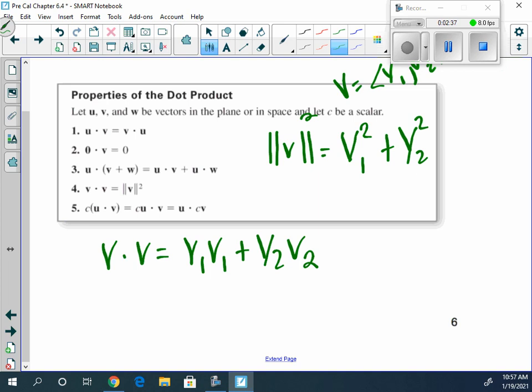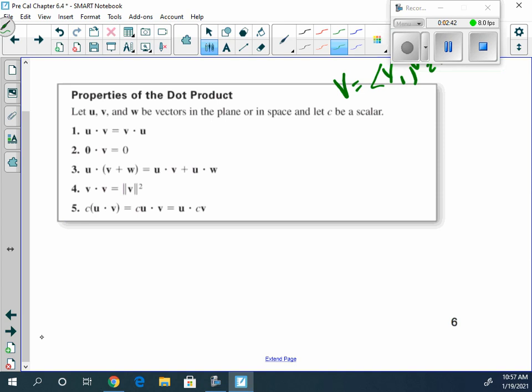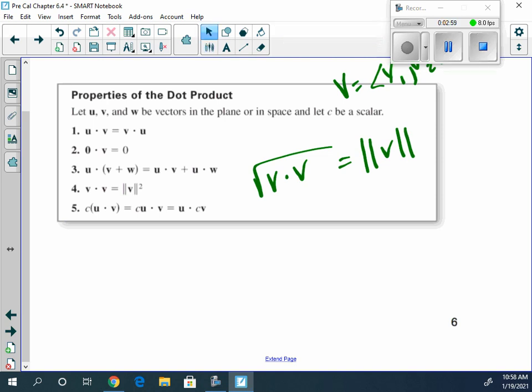So if I really wanted to, instead of using the magnitude formula, I can just take the square root of v dot v, which would be the same as the magnitude of v. So we can use that however we want. And then we can multiply through by a constant, multiply a dot product by a constant, but notice the constant is only affecting one of the vectors. It's not affecting both. It will only affect one of them.